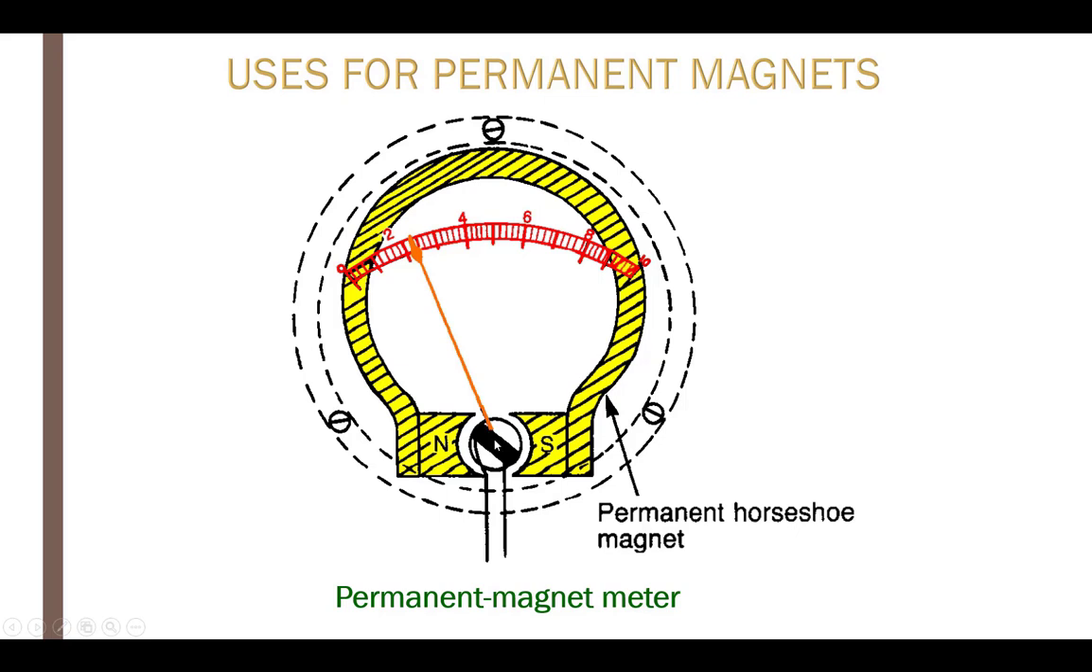This creates a magnetic field that tries to get this to move. Since it's pinned in the middle, it can rotate. So the magnetic force will cause this to rotate and this meter will deflect. Basically, the more current you put in here, the stronger the magnetic field, the further it will move. So I use this to measure electricity.